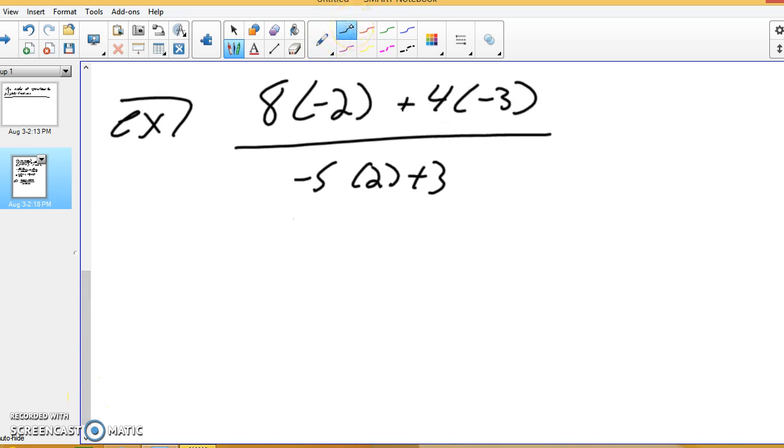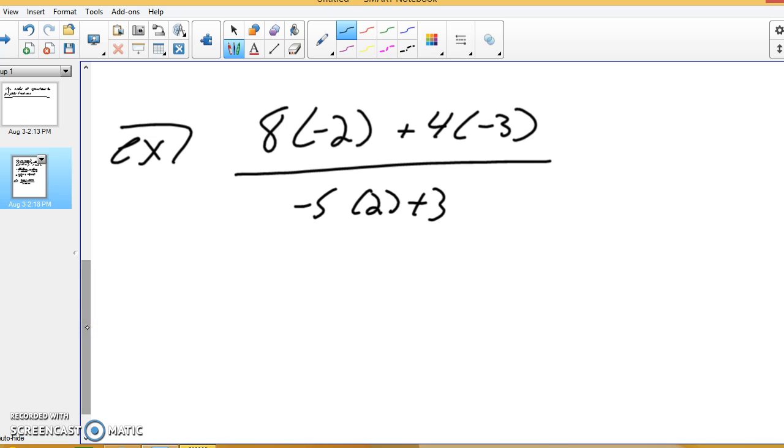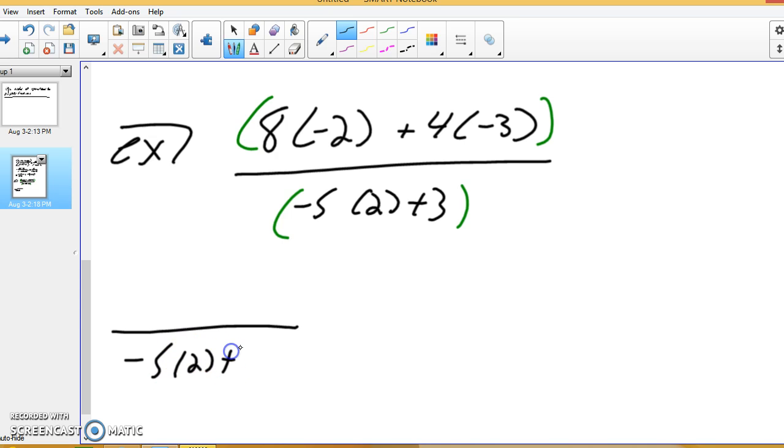Okay, so again, like I said, you treat the fraction bar as creating parentheses, as a grouping symbol, where you just put parentheses around the top and the bottom. Like I said, you can solve either one first. I'm going to solve the top first, so I'm going to leave the bottom of the fraction bar the same. Now I'm going to go to the top. We have two sets of multiplications. I'm just going to do them at the same time, so that's negative 16 plus a negative 12.